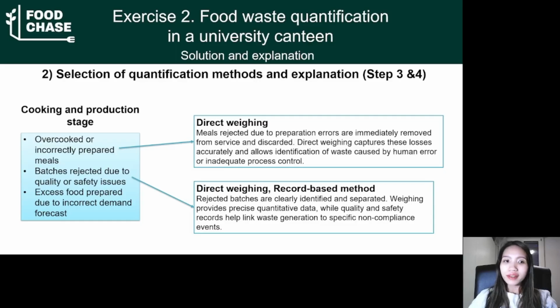Batch rejected due to quality or safety issue. The rejected batches are identified and separated at the moment. So the weighing can provide precise quantitative data, while quality and safety records can help link the waste generation to specific non-compliance events.